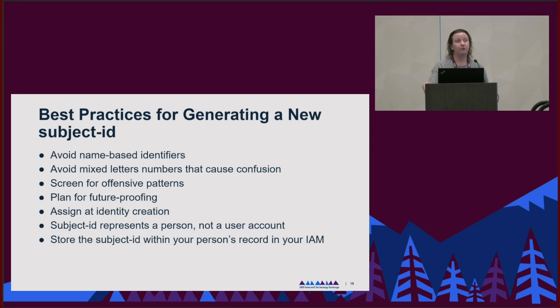You should plan for future proofing. This can mean a few things, but whatever you choose to do, is there going to be enough namespace to grow from here and for changes that might happen in the future? You want to assign these at identity creation. And remember that a subject ID represents a person, not a user account. So it is intended to be tied to the person. And you want to store the subject ID, ideally within your person record in your identity management system.